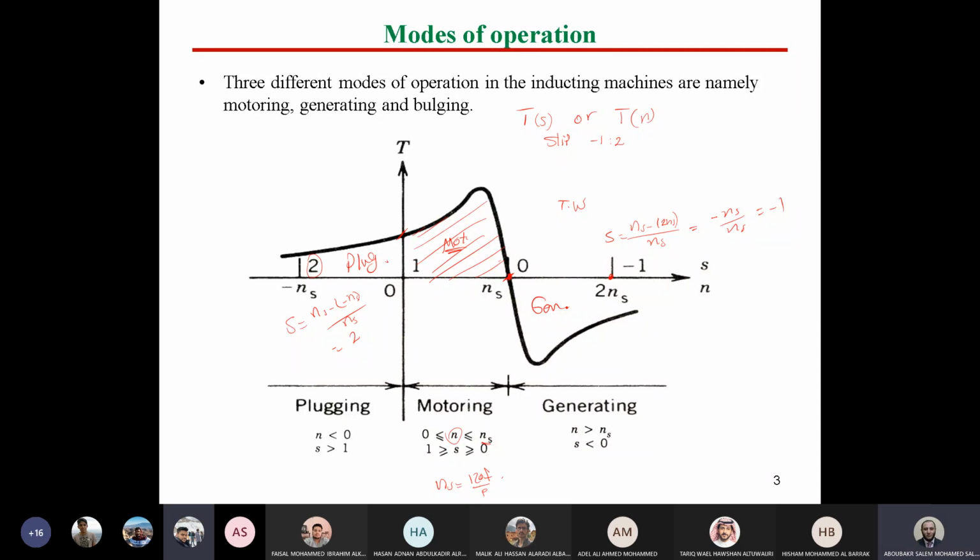What's the plugging mode? Again, in plugging mode, we need to reverse the speed direction. As you can see here, n is negative and torque is positive. Why we need it? We need it for one of the applications like braking. So in this mode, we can make braking.